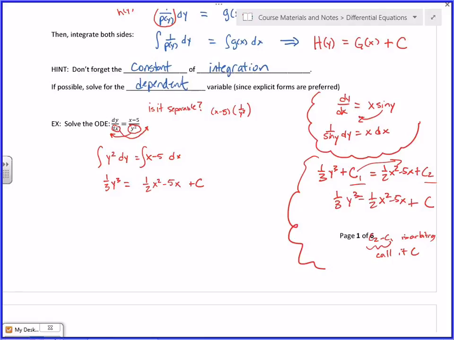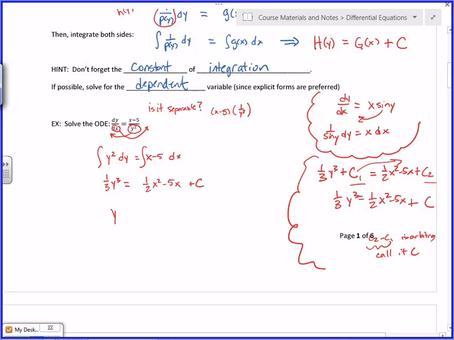So we do weird little magic tricks with constants along the way. But there are some rules, and I'll make sure to point them out as we go. In the end, if I can solve it, I need to solve it. In this case, I can solve it as a function, because solving for y, I can take the cube root of both sides and end up with a closed form solution. It explicitly solves for y, right?